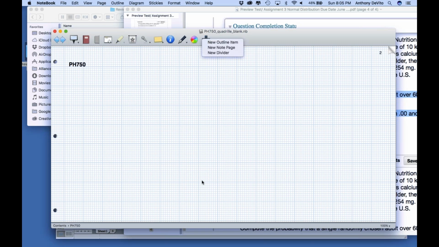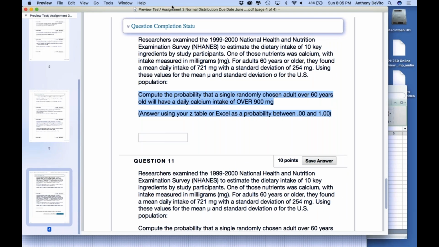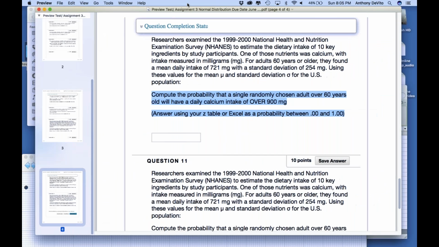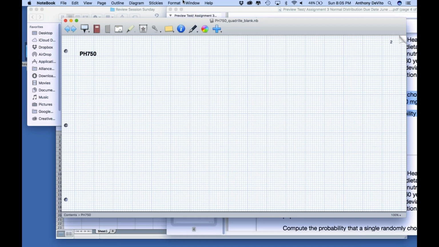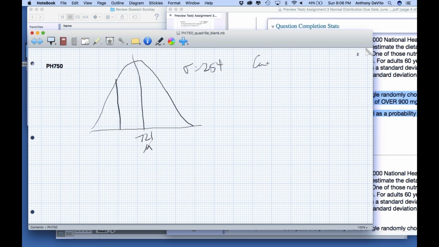So in this example, the mean was 721 with a standard deviation of 254. Here's our normal distribution. This is the entire population. 721 is the mean, mu, and the standard deviation is 254. And we were wondering what was the probability of taking a single person from this population who would have a calcium level greater than 600 milligrams.